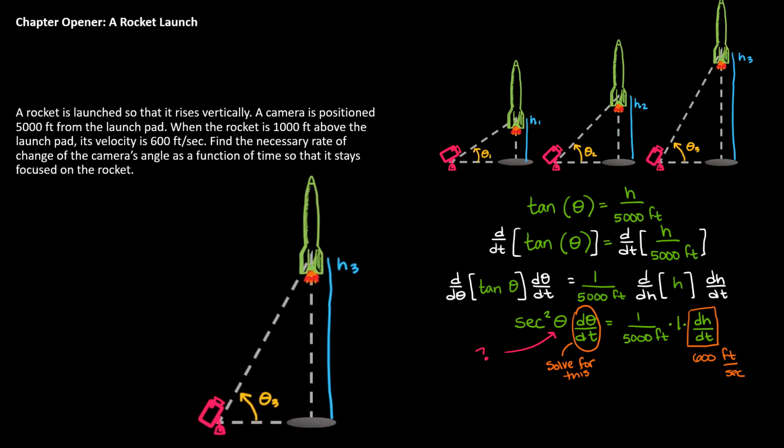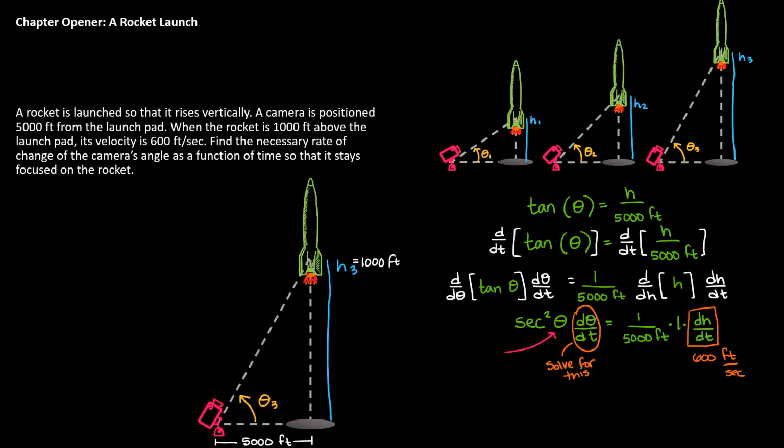That's where the height of the rocket is going to come into play. We can imagine that when the rocket is 1,000 feet above the ground, and the camera is, which is always 5,000 feet away from the launch pad, that we can calculate theta in this instant. We could use a trig function to tell us exactly what theta is, or we can recognize that the equation calls for secant squared theta.